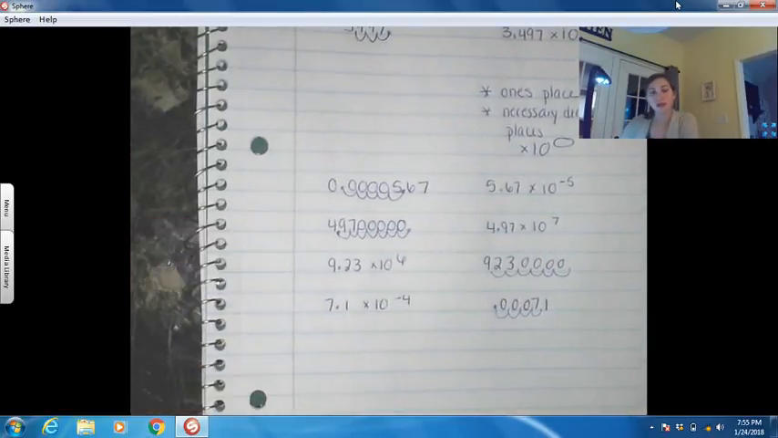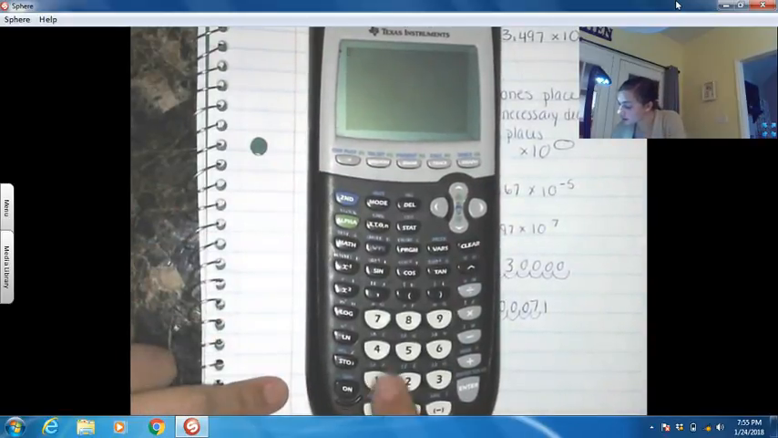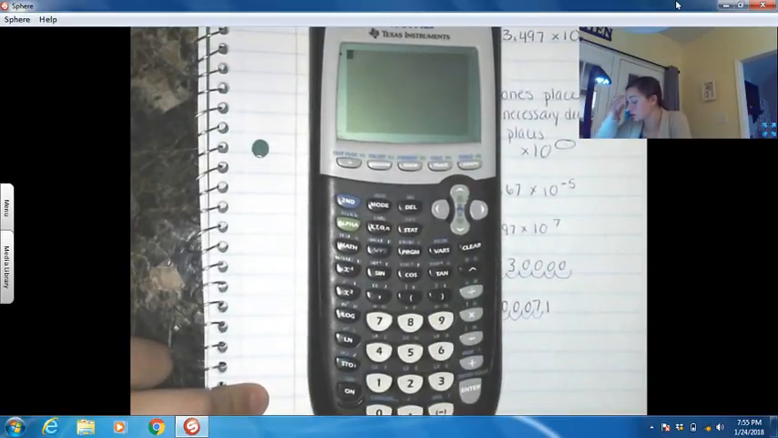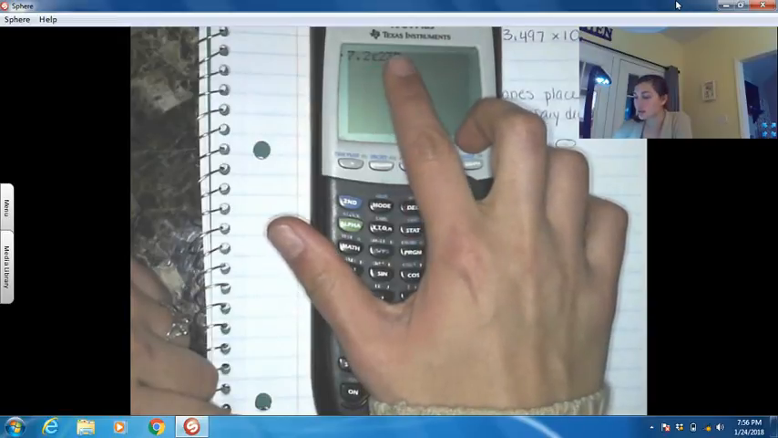Okay, now the last thing that I want to show you is scientific notation on your calculator. A lot of you have calculators that look like this. What you want to do is make sure that you recognize your scientific notation. A lot of the time, scientific notation is going to show up in your calculator with an E. So let me show you that E. It's going to be a capital E. The E stands for times 10. The number that comes after the E is your exponent.